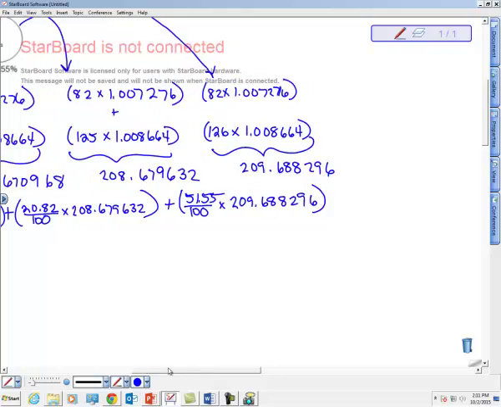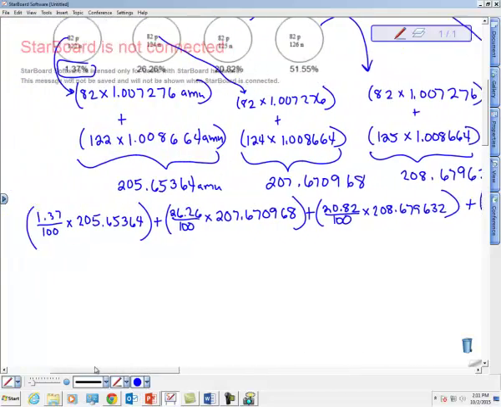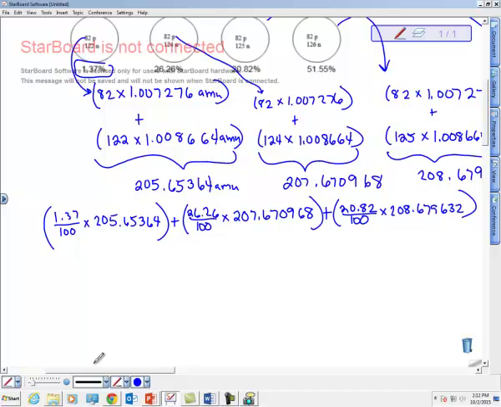Take your time punching this in on your calculator, okay? Don't want to make any mistakes. Make sure you use your parentheses. This will take me a while.